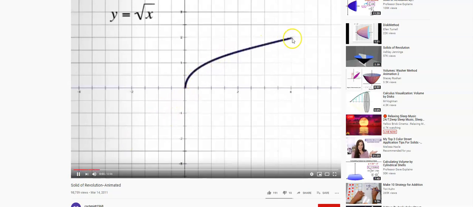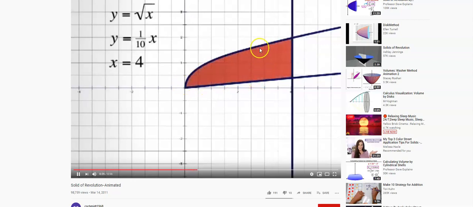So this is my y equals the square root of x that I'm graphing here, and y equals 1/10 x, which we'll graph next. And you can see that we've got this particular curve. We're going between x equals 0 and x equals 4, and we're going to shade in the region. And we know how to find the area of that region. But now what we're going to do is take that region and rotate it around the x-axis.